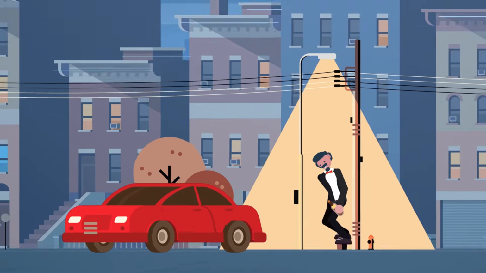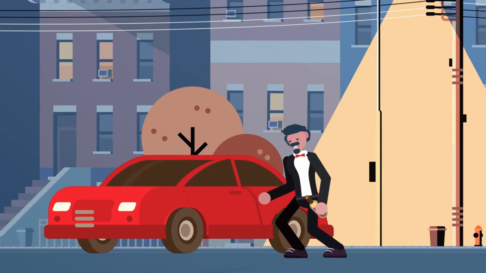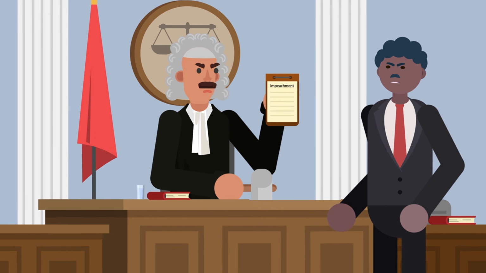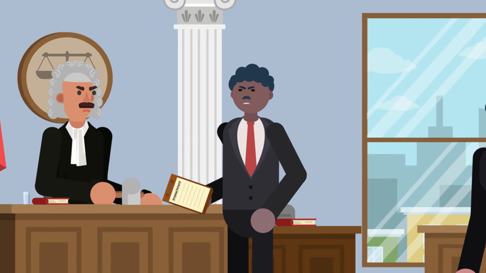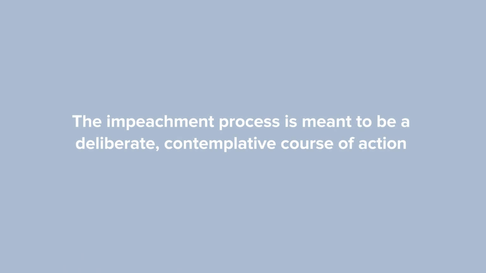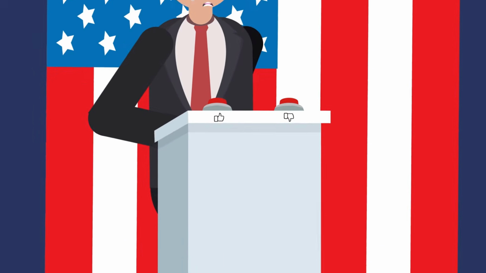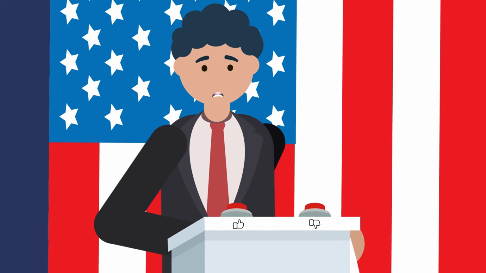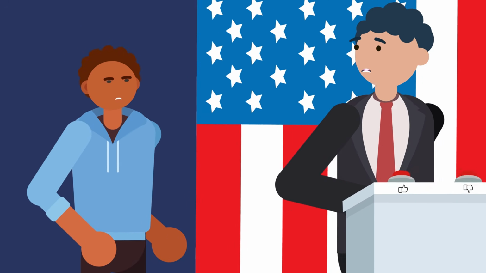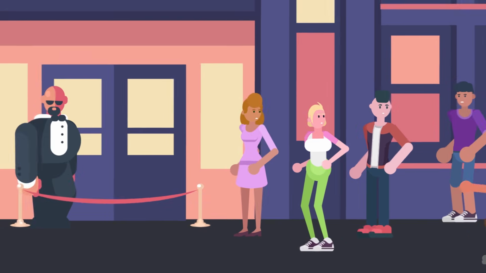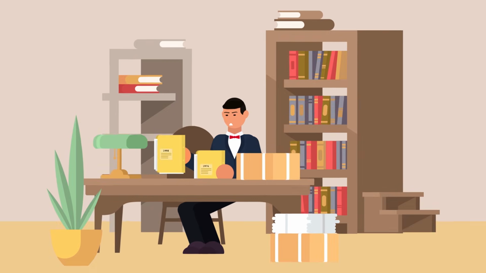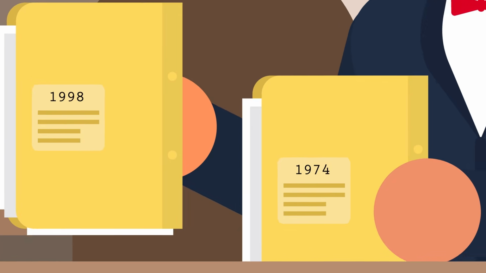So while a president could break the law, depending on the crime or the severity of the crime, it may not be considered a high crime or misdemeanor, and therefore impeachment would not be pursued or would likely fail if pursued. The impeachment process is meant to be a deliberate, contemplative course of action. Impeachment proceedings also have a political dimension, because members of Congress are conscious about how their actions and votes during the impeachment will play to their constituents and political base. Furthermore, impeachment actions set precedents. Lawmakers look to the previous impeachments to substantiate how future impeachment proceedings are conducted.